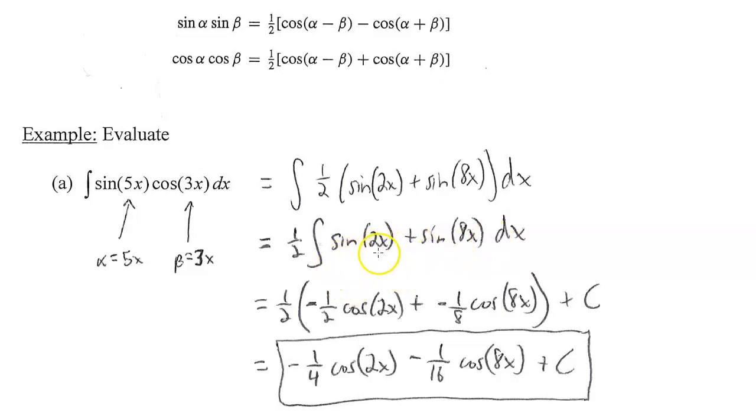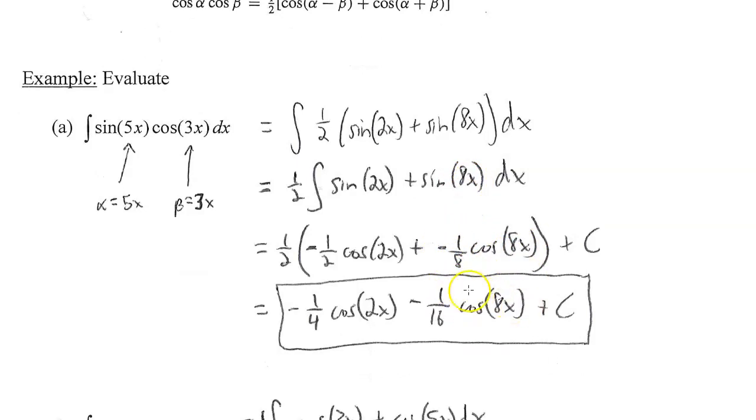The first integral, you let the u be 2x. The second integral, you'd let the u be 8x. But I think we can do this in our head. Remember, the derivative of sine of 2x would be cosine of 2x times 2. The integral of sine 2x ends up being negative 1/2 cosine 2x. Okay, the integral of sine of 8x is going to be negative 1/8 cosine of 8x. Okay, now we can distribute the 1/2. We get negative 1/4 cosine 2x minus 1/16 cosine of 8x. Okay, plus c. Don't forget the plus c.